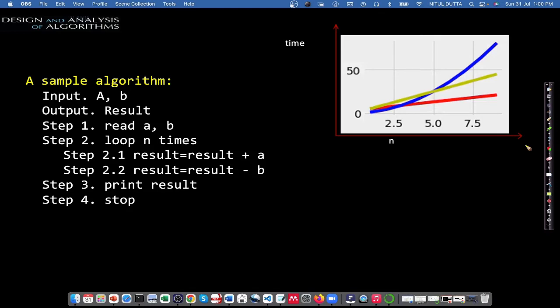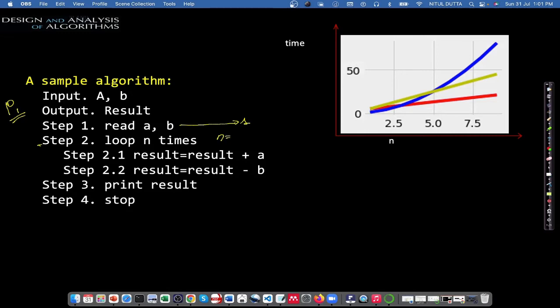This is an algorithm P1, and it has a total of 4 steps. It is very simple, and it takes two inputs A and B. Then finally it will print the result, and the result is calculated in steps 2.1 and 2.2. Step 1 takes 1 unit time to complete this statement. Step 2 is a loop, and that loop will execute n times.